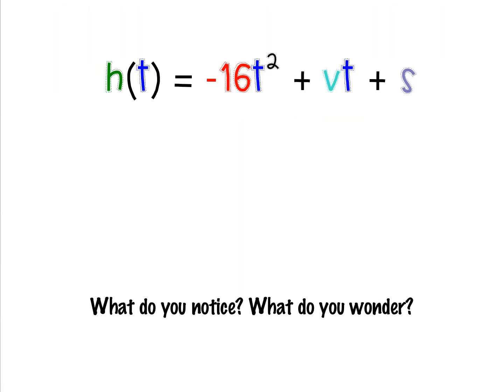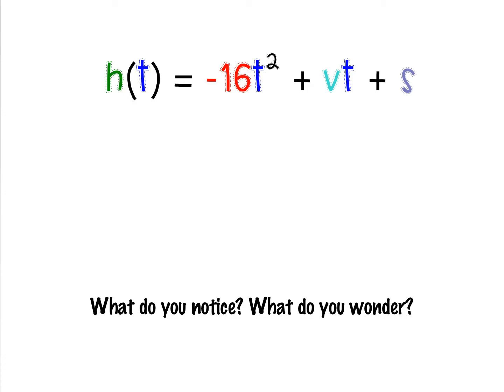All right, so this is the function that we use for what we call vertical motion models. It's just that idea of some sort of object going up in the air and then coming down. So you will want to write this down, memorize it. It's going to become your best friend. But you're going to have h of t equals negative 16t squared plus vt plus s.